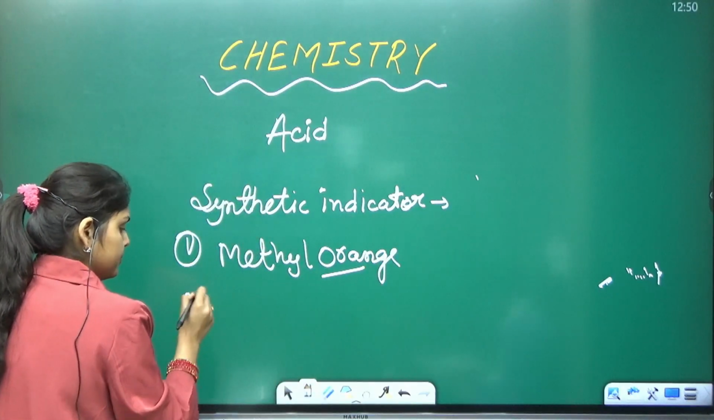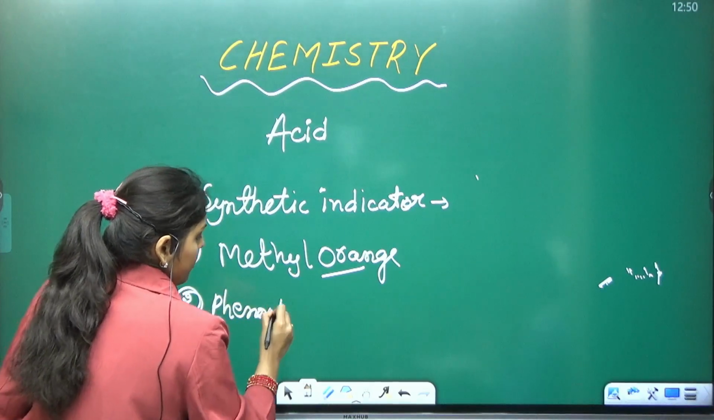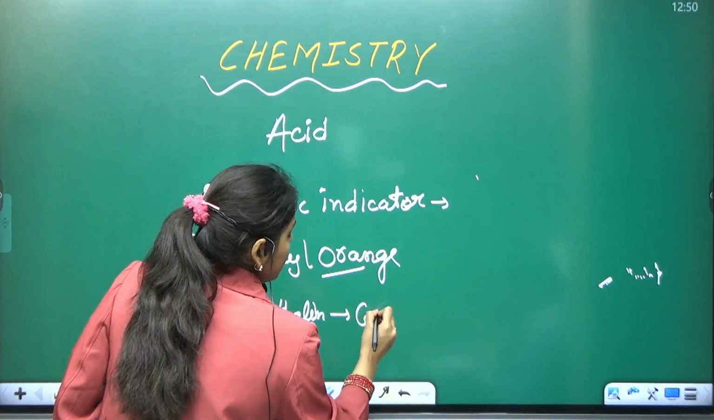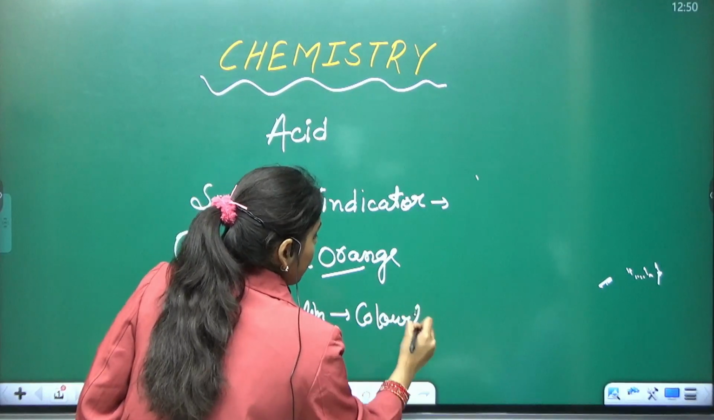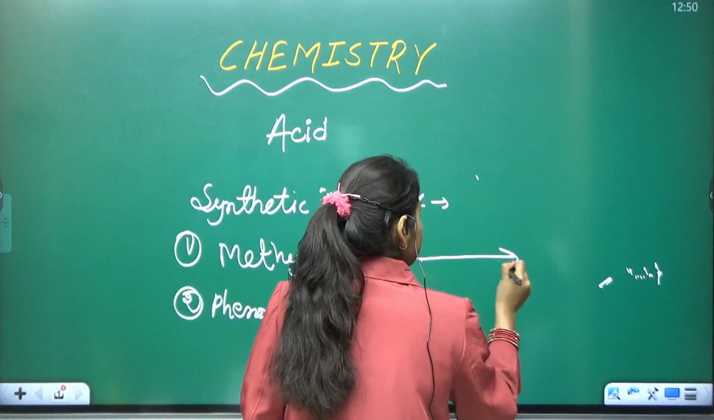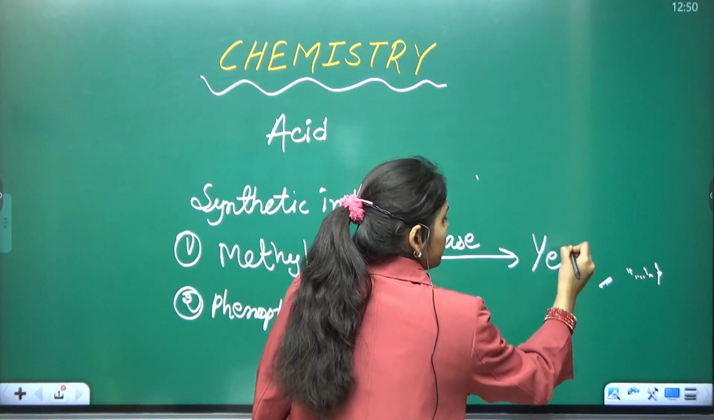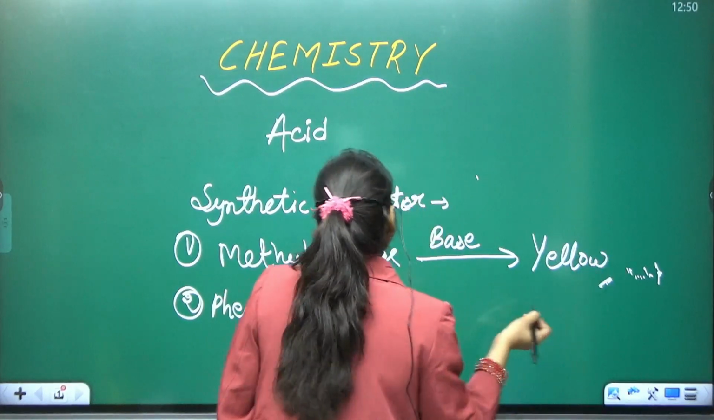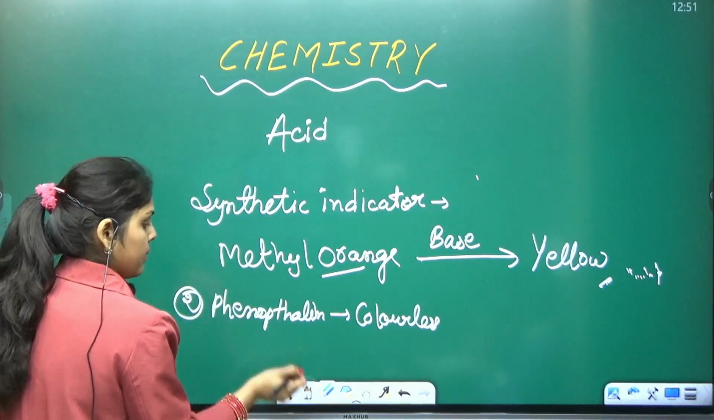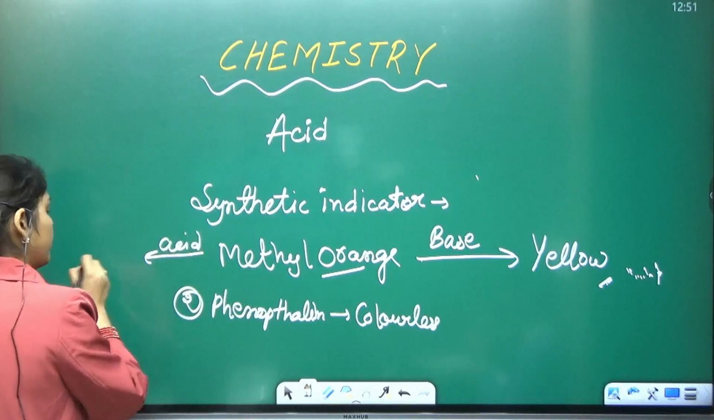And second is phenolphthalein, which is colorless. Now methyl orange, on treating with base, converts into yellow color, and when adding acid, it will convert into red color.